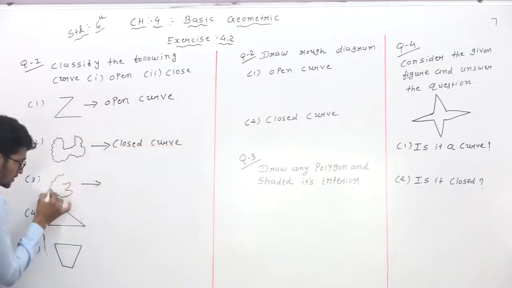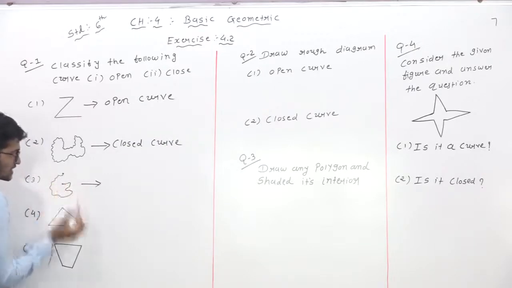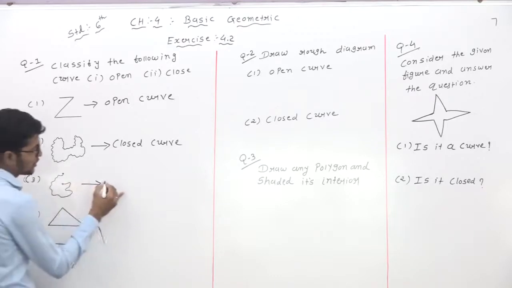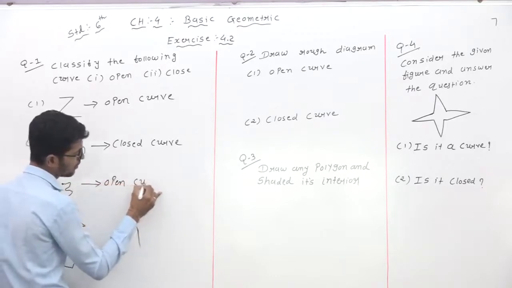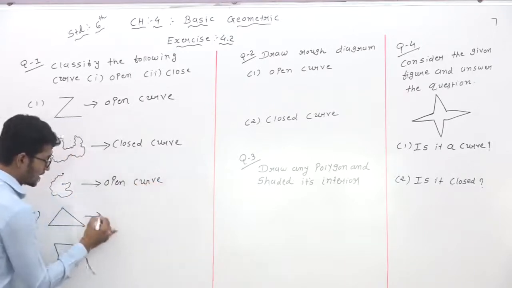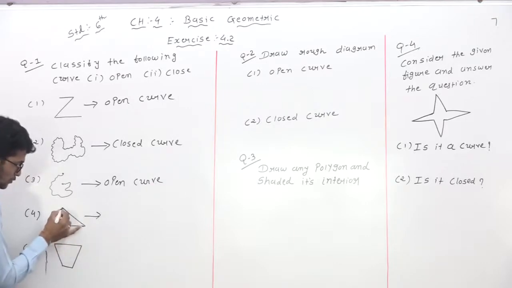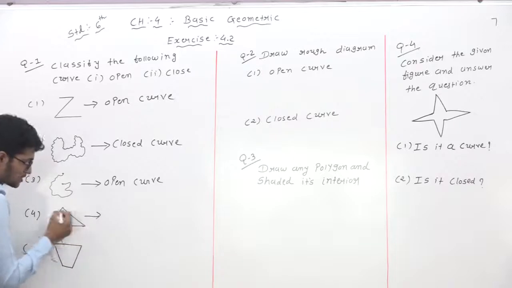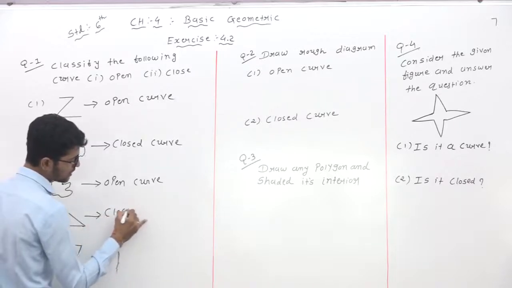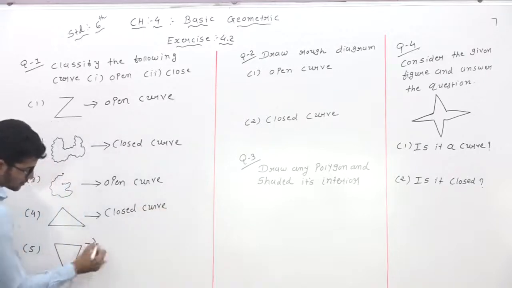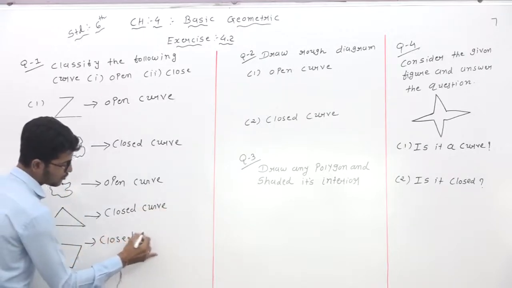Then this one is also one type of curve, but here the starting point and this ending point are different. Here it is open, so it's called an open curve. And then here is one type of curve, but the starting point and the ending point are both the same. Start and end meet, it means this one is closed, so it's called a closed curve. And the last one is also closed, so it's also a closed curve.